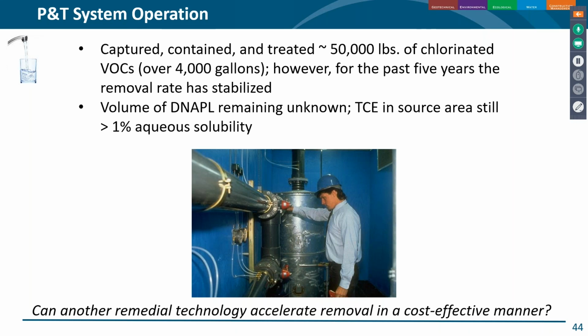Thank you, Marianne. So is there something else we can do? Is there something supplemental we can do? Is there some way to get rid of some of this DNAPL so that maybe the pump and treat system could be shut down eventually, possibly, or minimized, maybe with fewer wells?